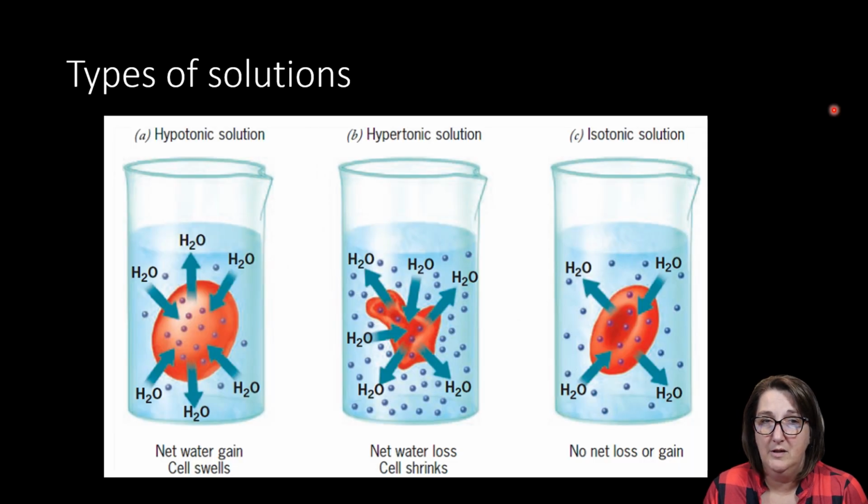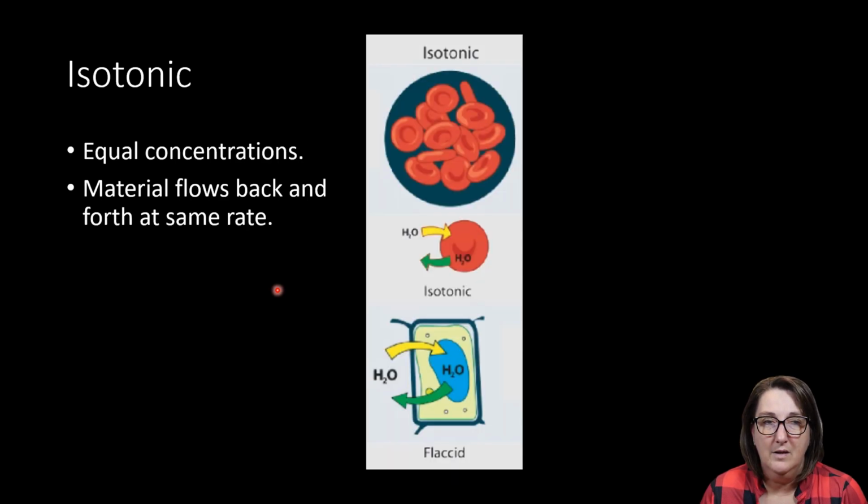There are different types of solutions. So you have hypotonic solutions, hypertonic solutions, and isotonic solutions. When we talk about these, we need to talk about the environment, like what are you putting that cell into? So let's look at isotonic. I'm going to have equal concentrations. Material is going to flow back and forth at the same rate.